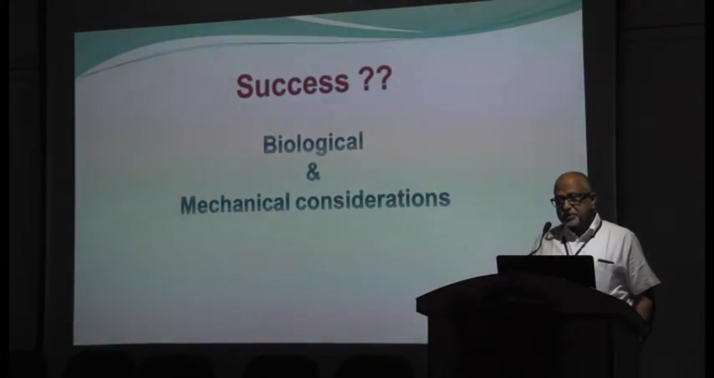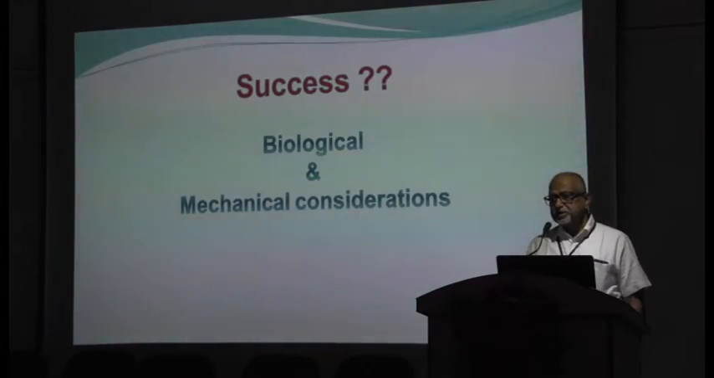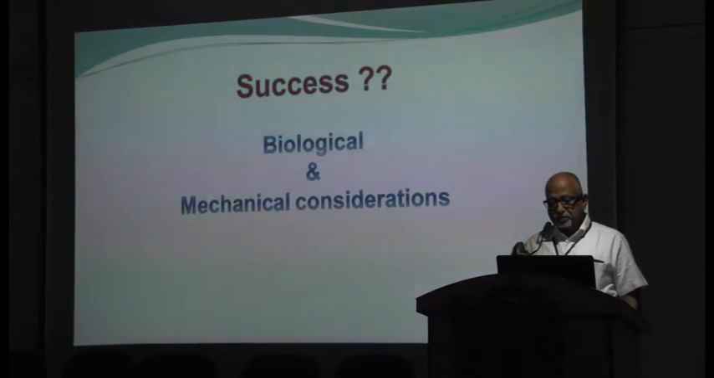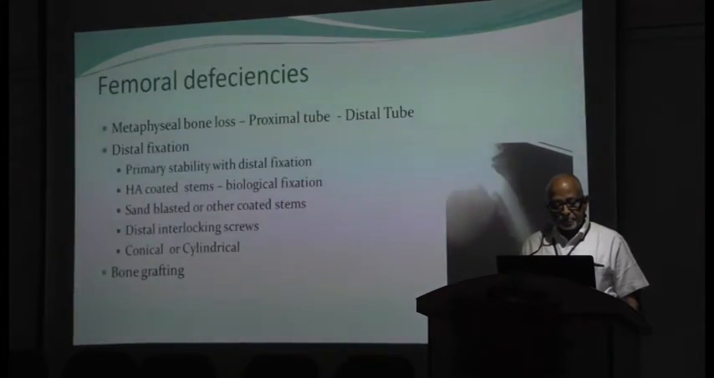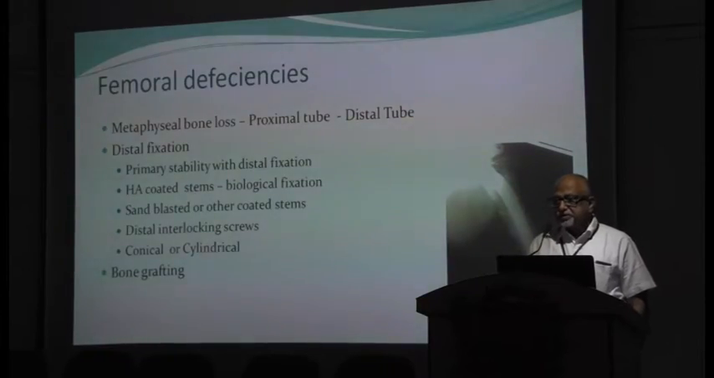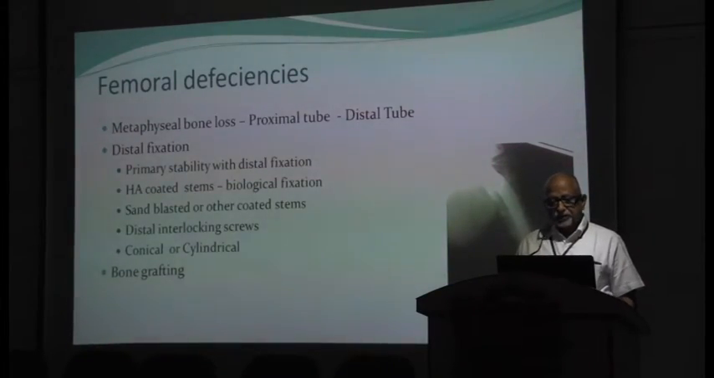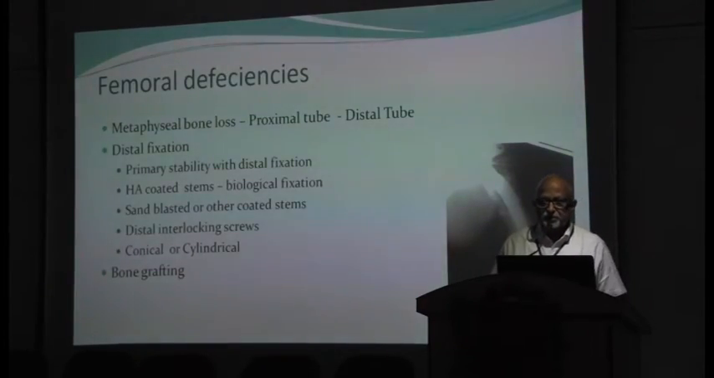The essential fact is that when you are dealing with bone deficiencies and using an implant in a deficient bone, you need to address the biology as well as the mechanical considerations of the joint as a whole, and only then will you succeed in giving a good implanted prosthesis. Femoral deficiencies can be either metaphyseal deficiencies, proximal tube deficiencies, or distal tube deficiencies.